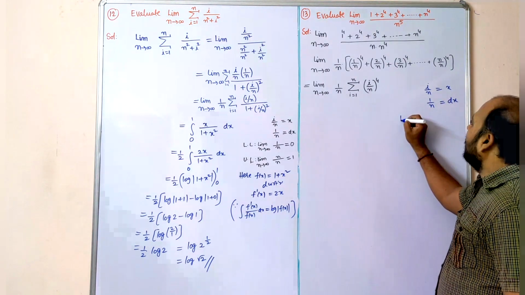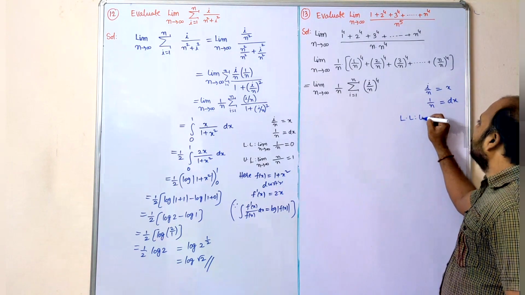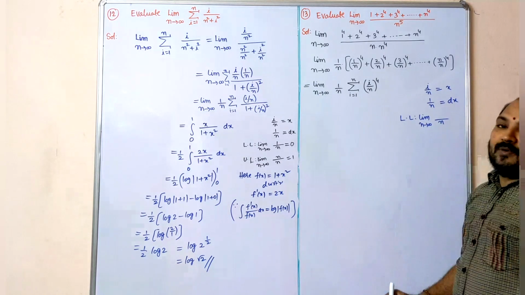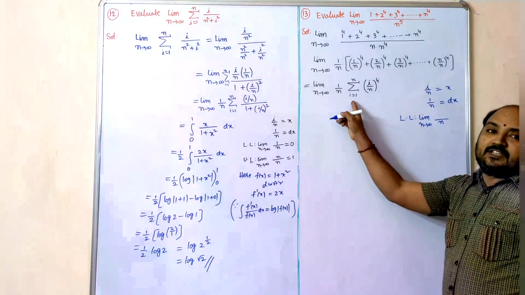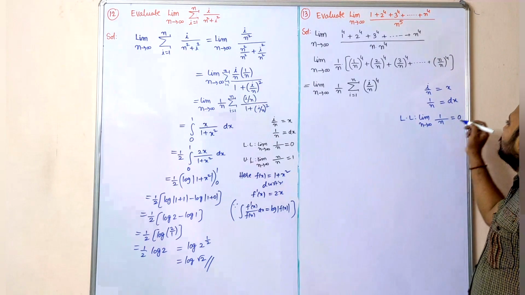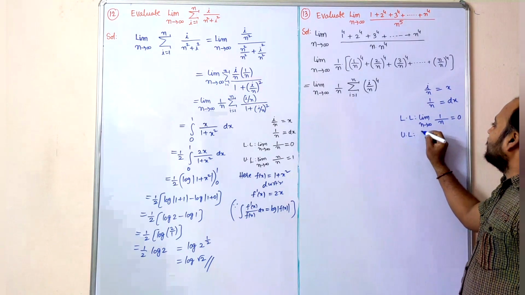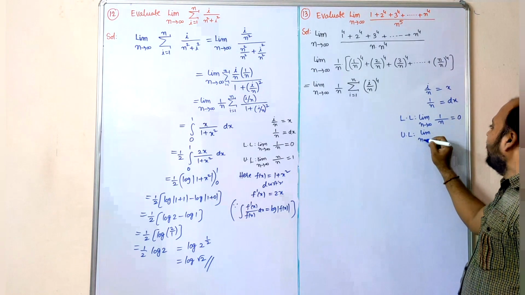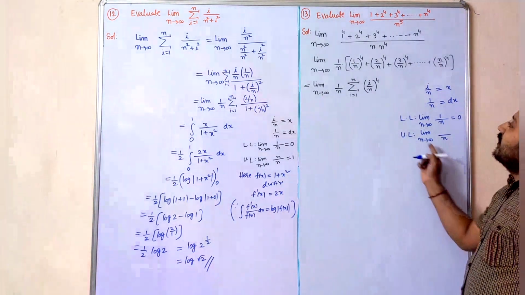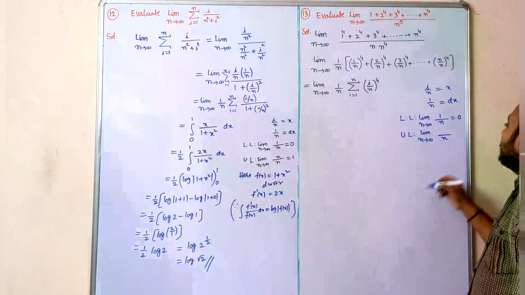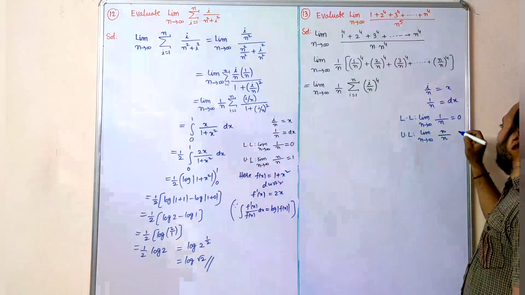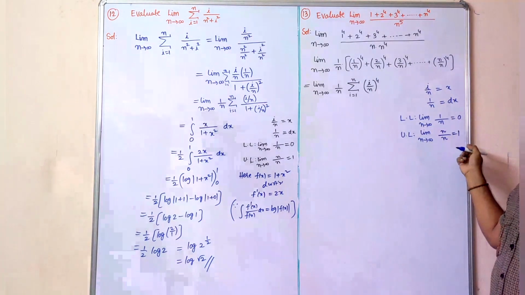So, lower limit and upper limit. Limit n tends to infinity, total number of partitions are n, initial value of i is 1. So limit n tends to infinity, 1 by n tends to 0. Upper limit, limit n tends to infinity, total partitions n, and how many partitions are there in total? n. i is equal to, that means final value of i. Limit of any constant is constant.